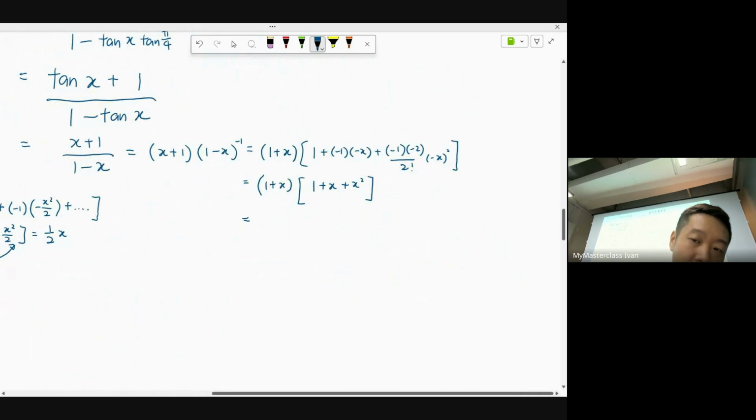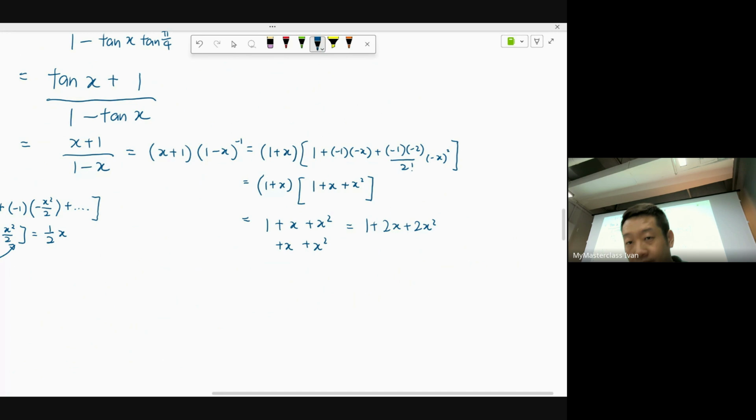Okay, and then you are going to expand. So this is 1 plus x squared, then plus x squared, plus x cubed you don't need. Yeah, so you can just write like that. Okay, because anything that you got x cubed, you don't need.